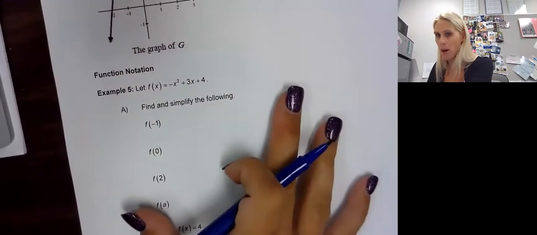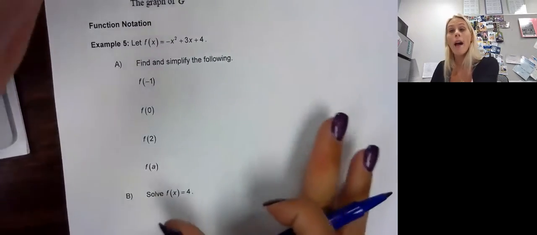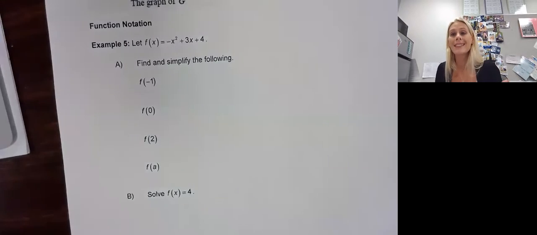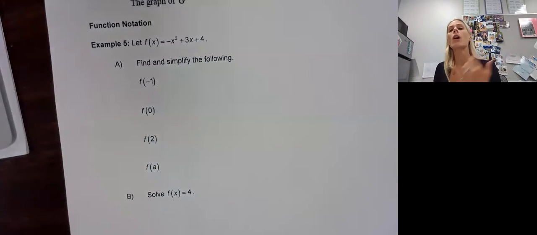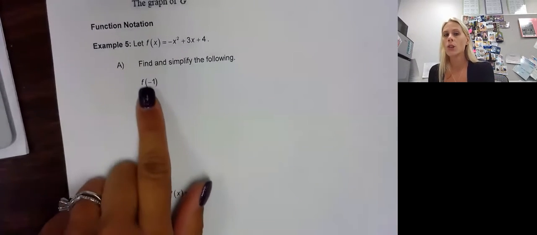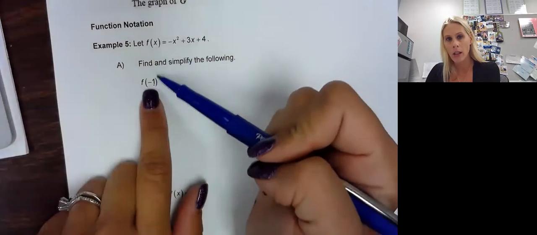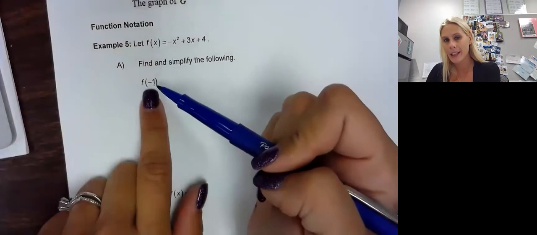Okay, next part of this chapter is function notation. Okay, so f of x. So we're using f of x instead of y because it allows us to do what we call evaluation. So we went from an f of x to an f of negative 1. Well, what happened here? There's no longer an x, it's a negative 1.